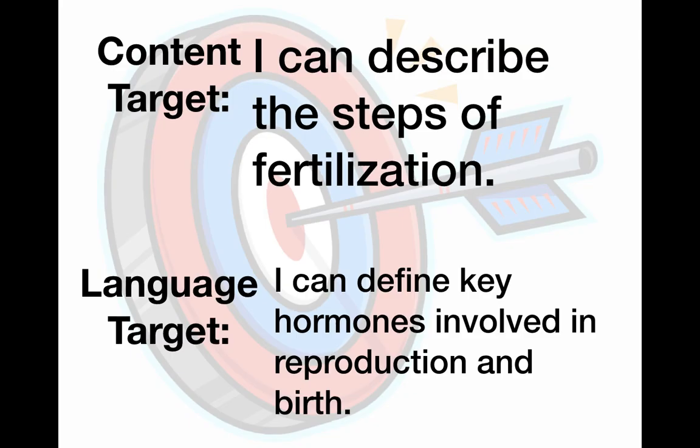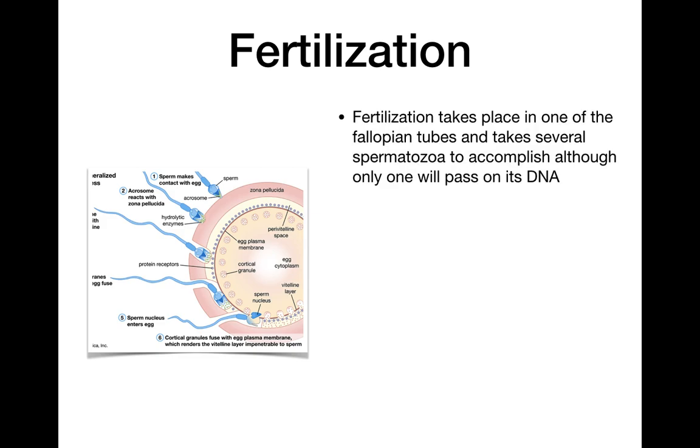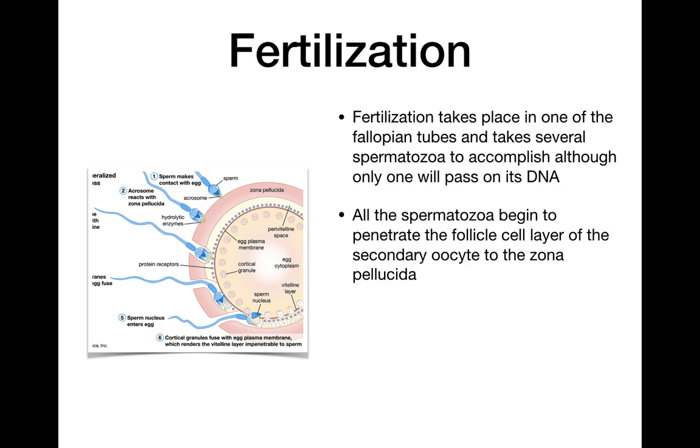So here are the targets. I can describe the steps of fertilization, and I can define key hormones involved in reproduction and birth. So first things first, fertilization. Despite what a lot of misconceptions state, it actually happens in the fallopian tube. It doesn't happen in the uterus. A lot of people think of where it happens, but the spermatozoa have to swim all the way from the vagina through the uterus into the fallopian tube. And it actually doesn't take a single spermatozoon, it takes several to accomplish the process of fertilization, but only one of those will actually pass on its DNA to be the father of the offspring.